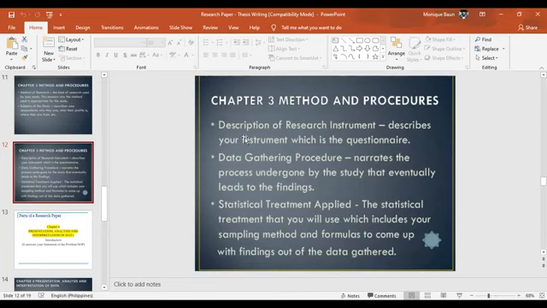For the data gathering procedure, you will narrate it under the conceptual framework. The conceptual framework is the illustration. Then we have the paradigm of the study as well. Later I'm going to show that. The next one is statistical treatment applied. Here it can be used for quantitative, but in our case we will be using qualitative, so we don't have any computation at all.